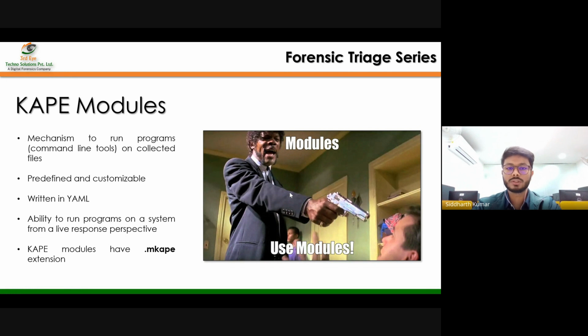And you also get those predefined specific modules, just like your EZ Parser. It even has the ability to run programs on a system from a live response perspective, as I told you right now as well. So the KAPE modules have the .mcape extension. If I present you with two files, one has .tcape, the other one has .mcape. The T in tcape stands for target, the M in mcape stands for modules. So you can tell those two apart, that one is meant for the target section, one is meant for the module section.